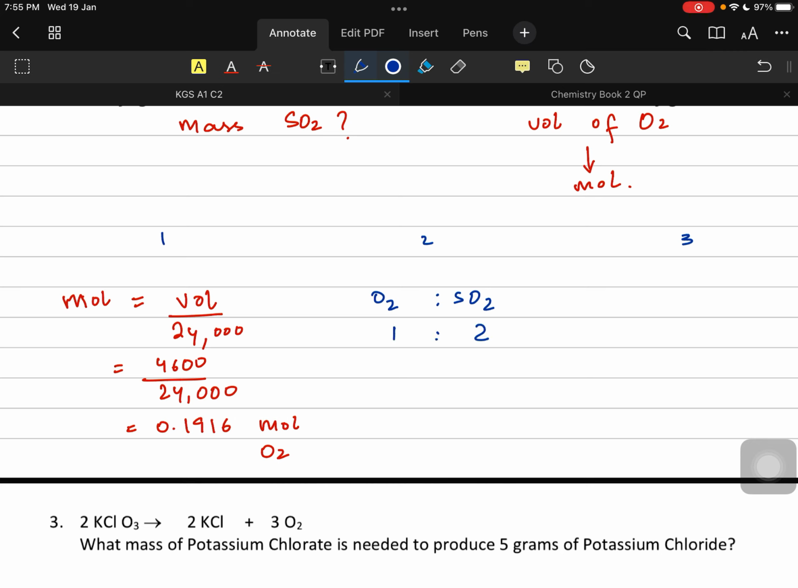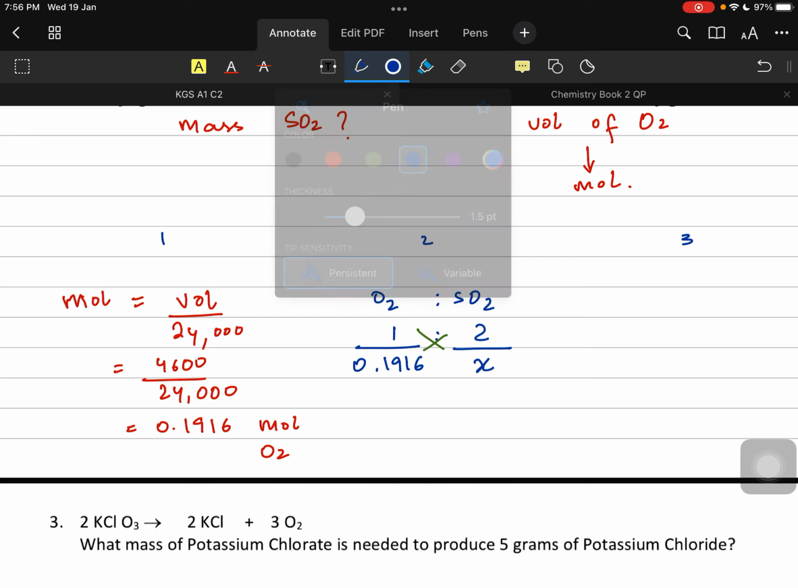Because oxygen has 1 mole and sulfur dioxide has 2 moles in the balanced equation. In the denominator, we put the moles from the question. So from the question we know that oxygen has 0.1916 moles and sulfur dioxide is something that we don't know, so we put an x over here. We apply the relationship very simply and we get to know that x is equal to 2 times 0.1916.